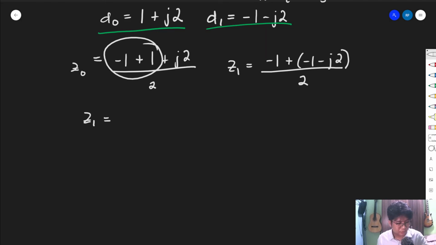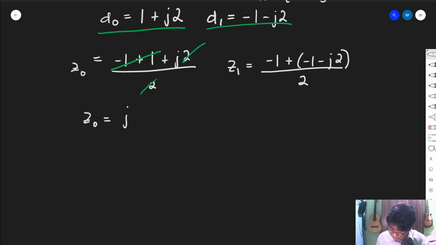Pagsamahin na lang natin ito. Itong negative 1 plus 1, so this will be cancelled. And may iiwan is j2 over 2. Makakancel din yung 2 natin. Therefore, z sub 0 natin is j. Medyo malayo na pala yung nasulat ko. So z sub 0 is equal to j, simply j or i.